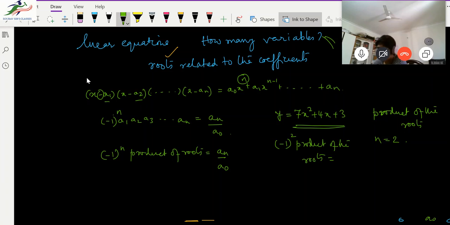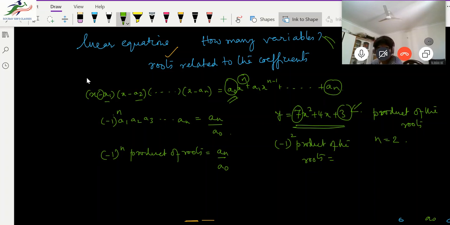What is an here? An was the constant term. What is an here? 3. What is a0 here? A0 is the coefficient of the highest power of x. It's 7, just the coefficient. See, A0, A1, A2 all are constants. So these are the coefficients.